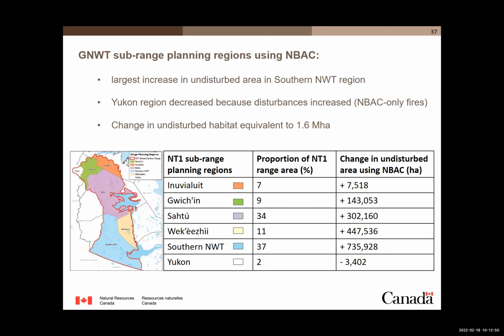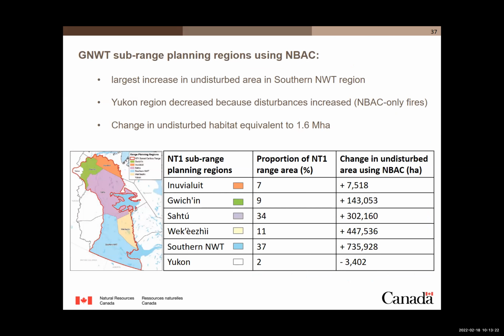Now, this is just my last slide on this. The Government of Northwest Territories partitions the NT1 range into smaller planning regions. And we can see that this increase in the amount of undisturbed habitat occurs in every region except one. The one region where we had a decrease is in the Yukon. We determined the reason for that is because we had mapped fires in NBAC that were missing in the Canadian National Fire Database. So therefore, the amount of burned area increased.